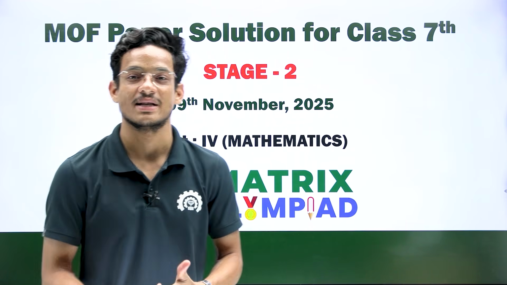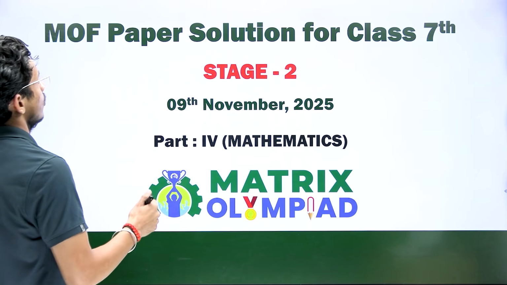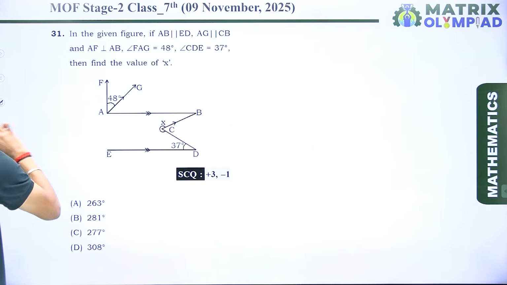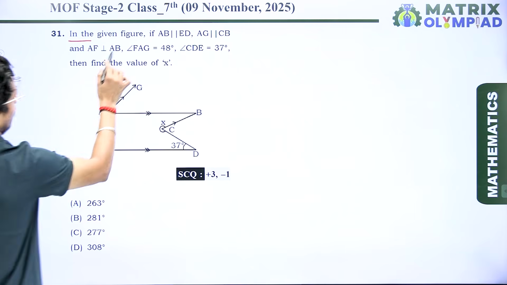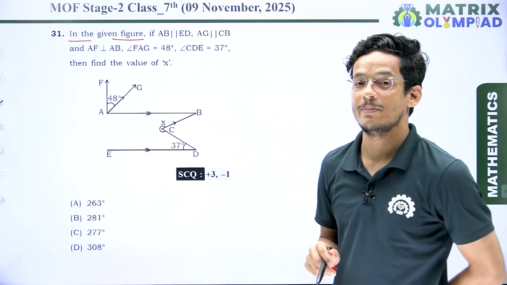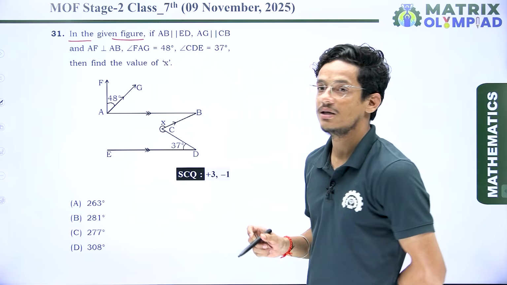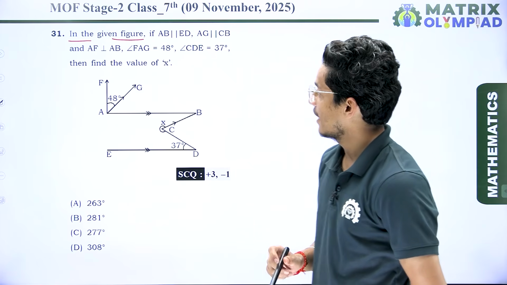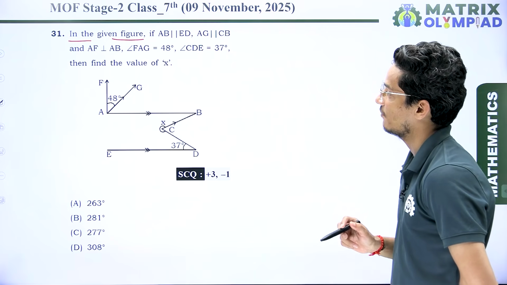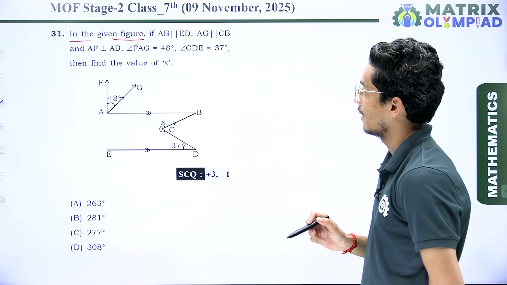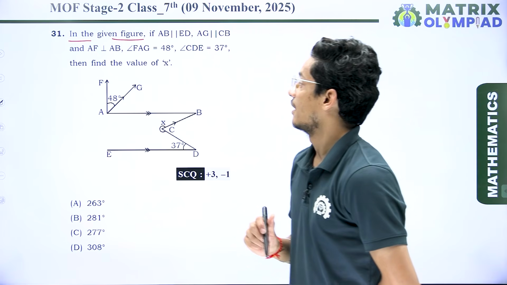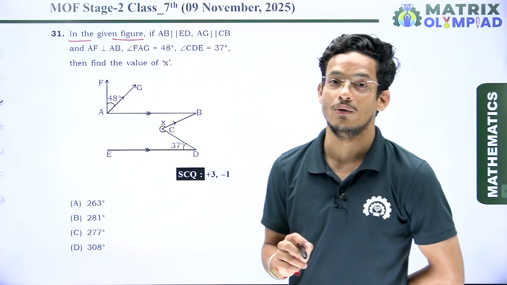So today we discuss the MOF paper solution for class 7 mathematics. Here we have question number 31: in the given figure, if AB is parallel to ED and AG is parallel to CB and AF is perpendicular to AB, and the angle FAG is equal to 48 degrees and the angle CDE is equal to 37 degrees, then we have to find the value of X.